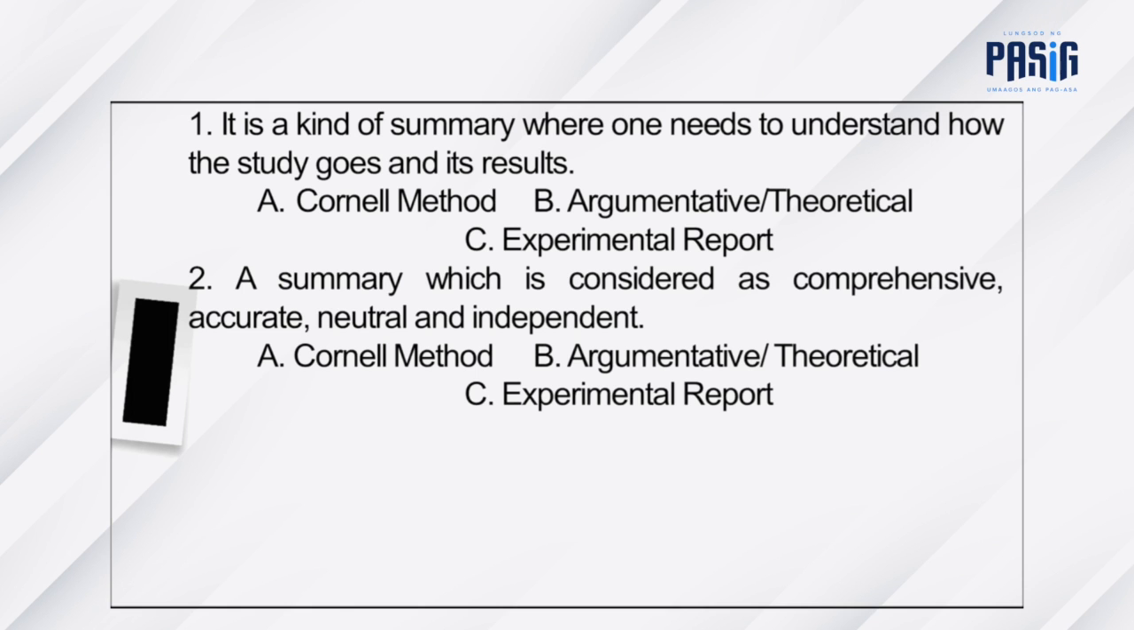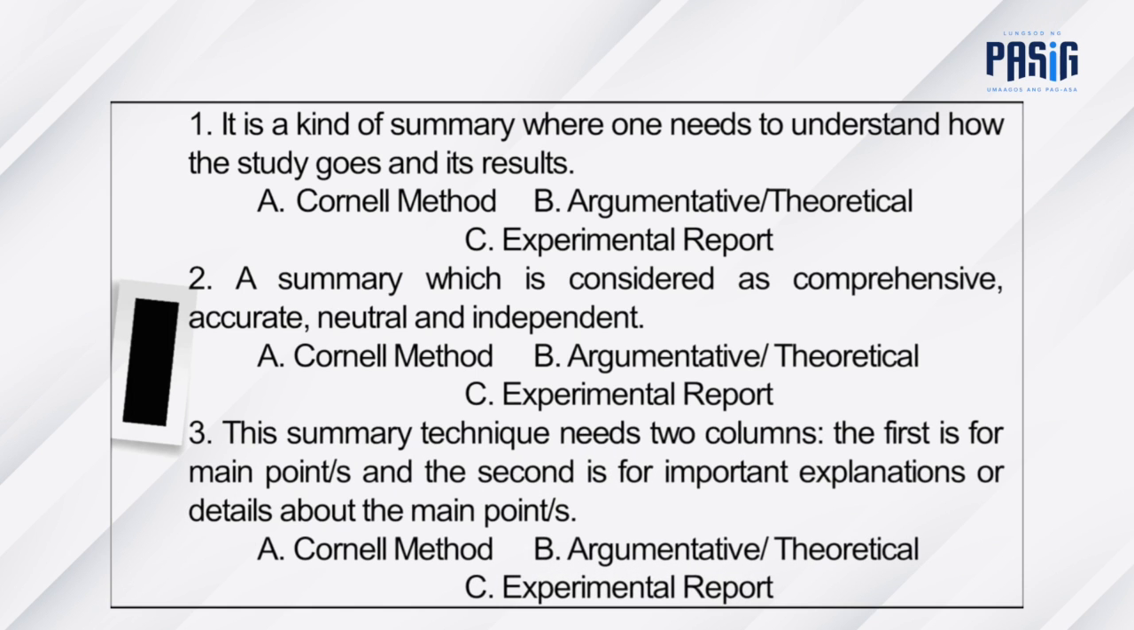C. Experimental report. 3. This summary technique needs 2 columns. The first is for main points, and the second is for important explanations or details about the main points. A. Cornell method. B. Argumentative or theoretical. C. Experimental report.